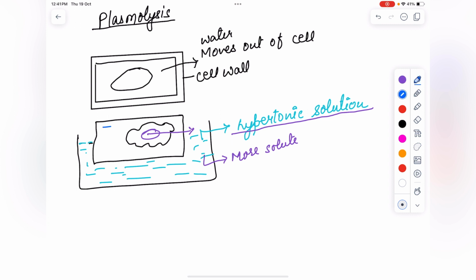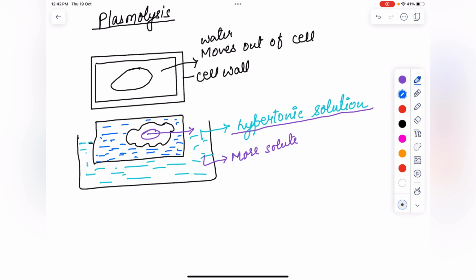So सेल वॉल और सेल मेम्ब्रेन के बीच में ये जो स्पेसेस present हैं, इसमें क्या present होगा? The water solution will be present in here. If again we are placing this cell into the hypotonic solution, what will happen? Again it will regain its shape. The water will enter into the cell.